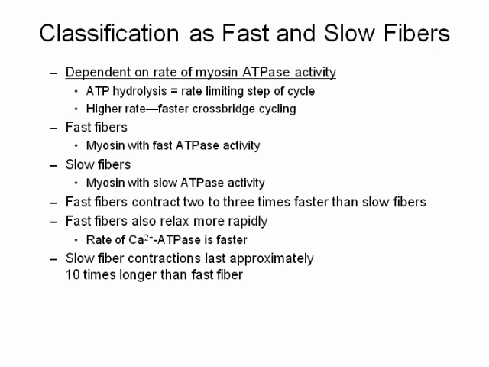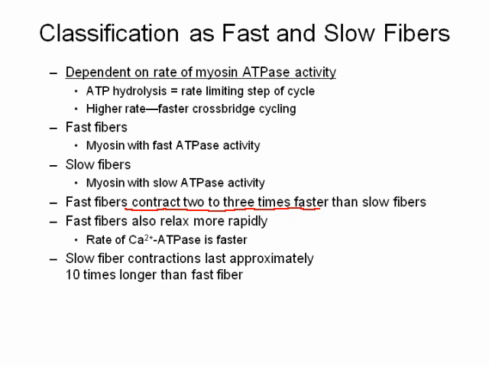Now let's look at the classification of fast and slow fibers. Whether or not it's fast or slow depends upon the rate at which the ATPase and the myosin actually hydrolyzes the ATP. So ATP hydrolysis, or breakdown of ATP, is the rate-limiting step. A higher rate of hydrolysis means faster cross-bridge cycling, which means that it will be a fast-twitch fiber. So fast-twitch fibers have myosin with a fast ATPase activity. Slow fibers have myosin with a slow ATPase activity.